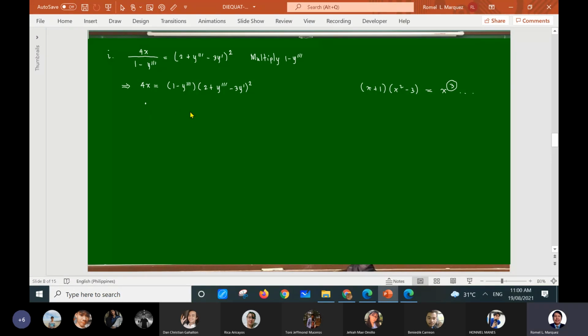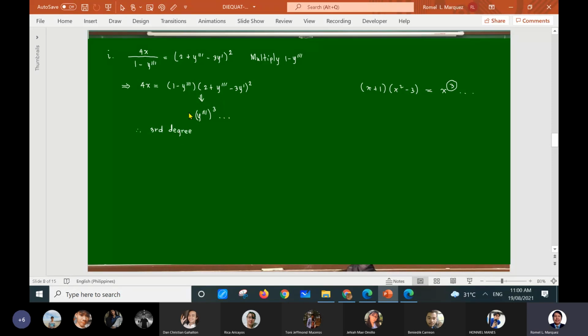Third degree. So this will be what? It will involve negative y triple prime, no? Quantity y prime, quantity cubed, dot, dot, dot. Just 3. So therefore, this is what? Third degree, no? Third degree. Okay?